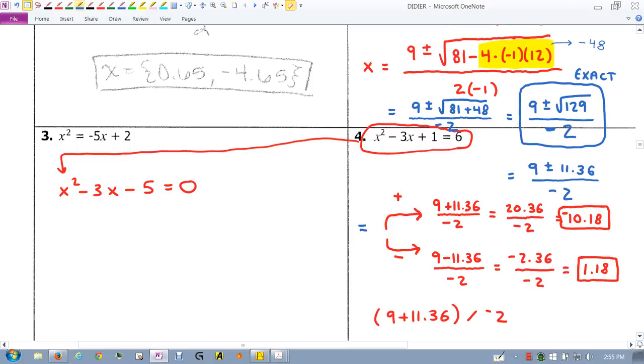All right, so let's identify A, B, and C. A is 1, B is -3, and C is -5. Okay, good. Now, right into the formula. X equals, what's negative B? 3 plus or minus the square root. What's B squared? 9 minus 4 times A is 1, C is -5, right? All of this over 2 times 1.